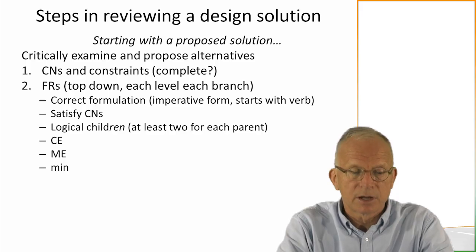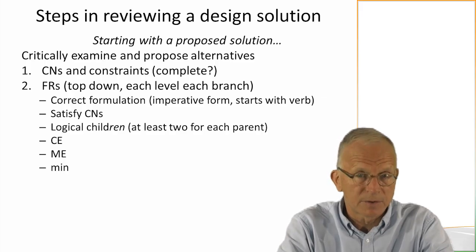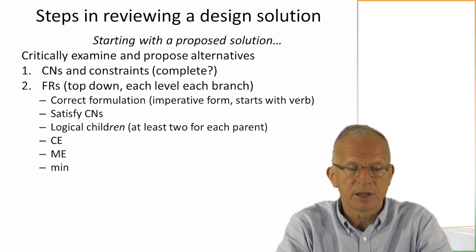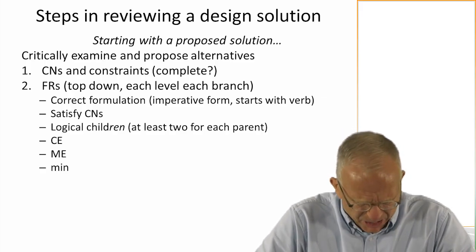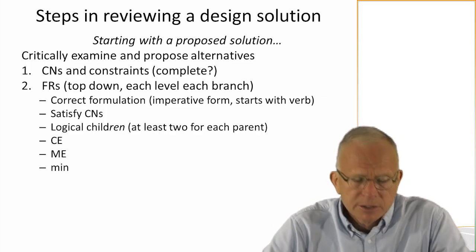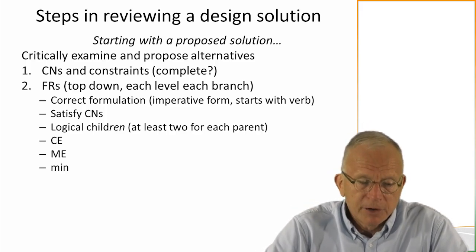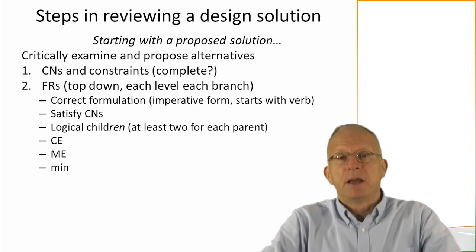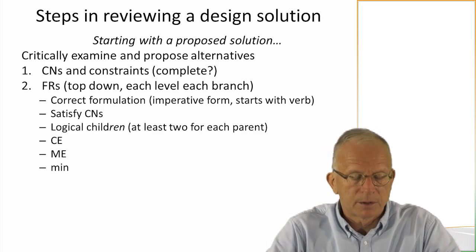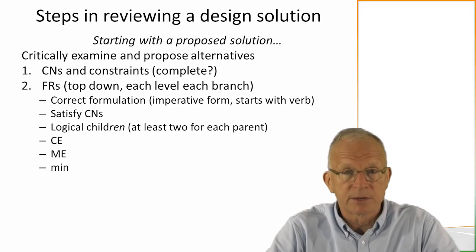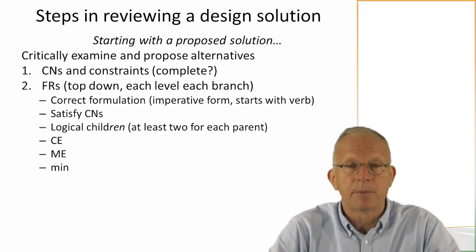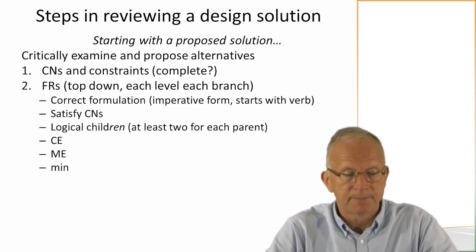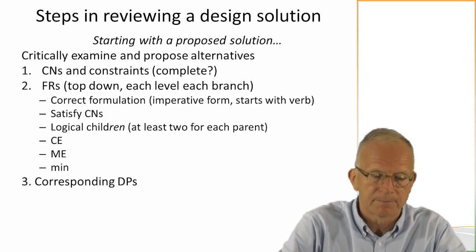Are they collectively exhaustive? Did we satisfy all the CNs? Is there anything else we need to do? Are they mutually exclusive? If they're not, we can't satisfy axiom 1 if the FRs are coupled, and we'll take a closer look at the consequences of having coupled FRs in the intermediate section. And is this a minimum number? Do we have more FRs than we need? Can we reduce the number of FRs somehow?